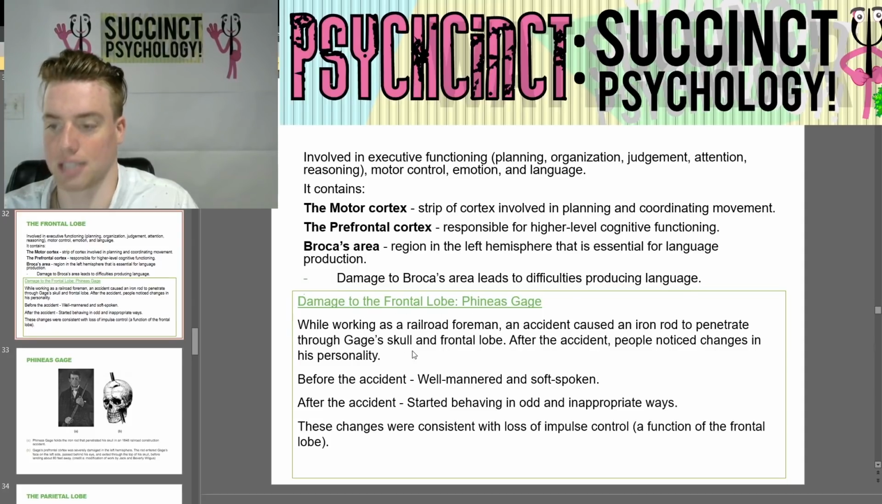So here we have a classic example, damage to the frontal lobe. Phineas Gage, he's very famous because of this little story here. While working as a railroad foreman, an accident caused an iron rod to penetrate through Gage's skull and frontal lobe. After the accident, people noticed changes in his personality. Before the accident, he was well-mannered and soft-spoken, and after the accident, he started behaving in odd and inappropriate ways. These changes were consistent with loss of impulse control, a function of the frontal lobe.